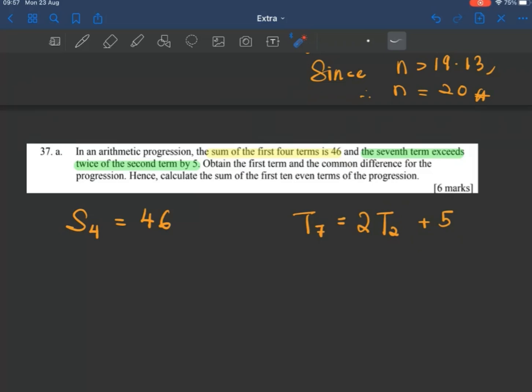Okay, so the question asks to obtain the first term and the common difference. Basically, letak je formula kita kat situ, kamu akan dapatlah jawapan dia. Okay, ada yang dah kira ke? Boleh tak cari a dengan d apa? Tolong kira seorang kalau ada yang dah dapat.